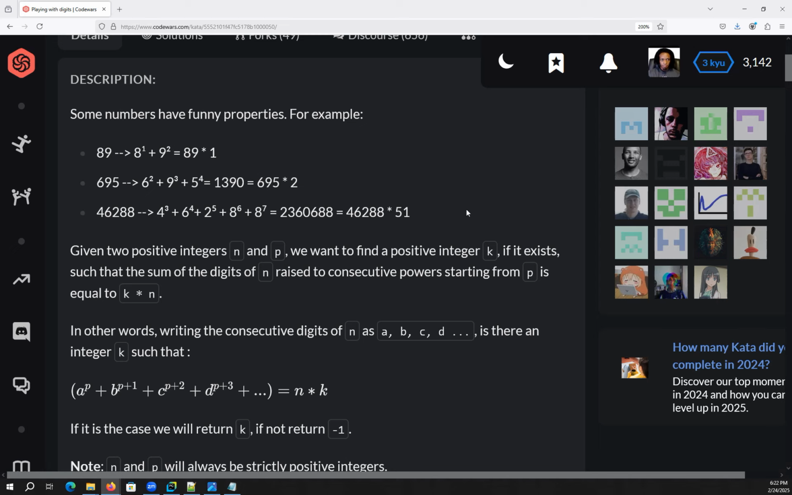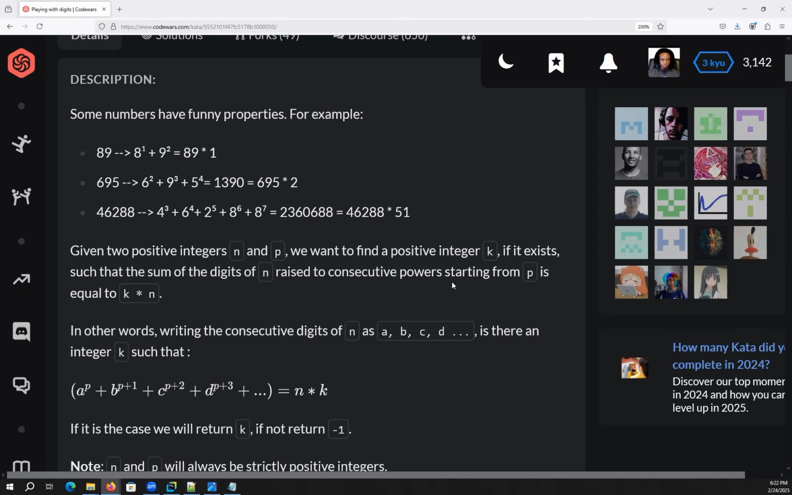So what this is getting you ready for is the idea that you can take a number, split its digits, and have its digits raised to consecutive powers, add the results together, and that can equal that original number multiplied by some number. Given two positive numbers n and p, we want to find a positive integer k, if it exists, such that the sum of the digits of n raised to consecutive powers starting from p is equal to k times n. Getting mathematical on y'all.